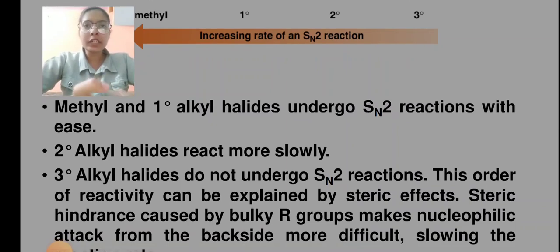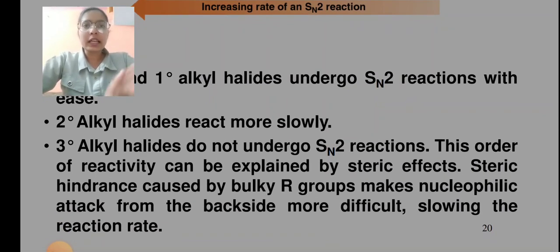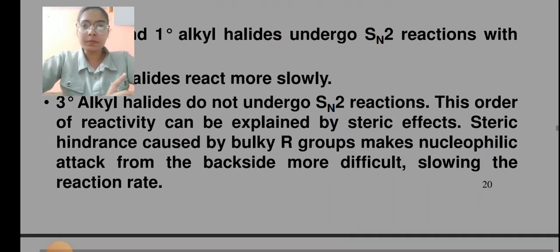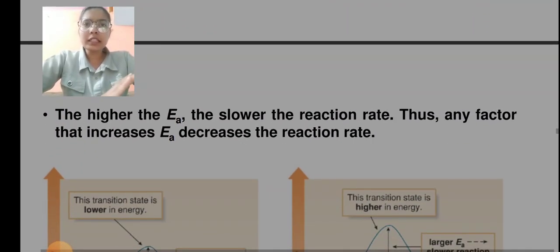Methyl and 1 degree alkyl halides undergo SN2 reactions with ease. 2 degree alkyl halides react more slowly. 3 degree alkyl halides do not undergo SN2 reactions. This order of reactivity can be explained by steric effects. Steric hindrance caused by the bulky R groups makes nucleophilic attack from the backside more difficult, slowing the reaction rate. The higher the EA, the slower the reaction rate. Thus, any factor that increases EA, that is activation energy, decreases the reaction rate.